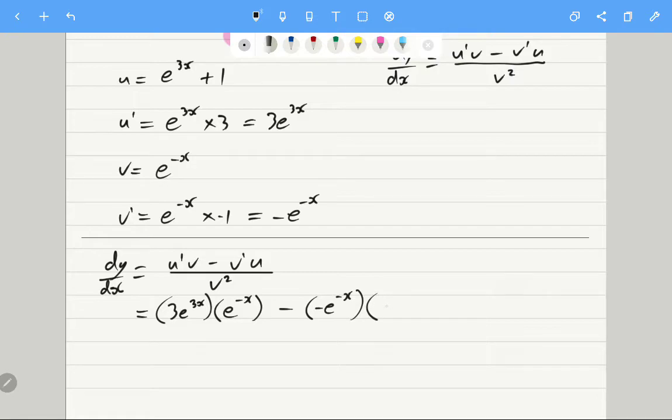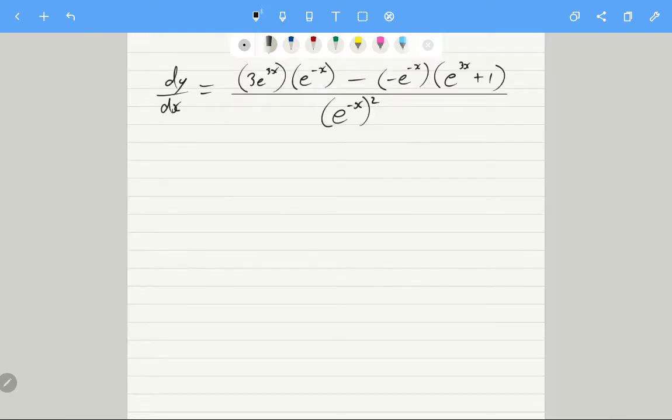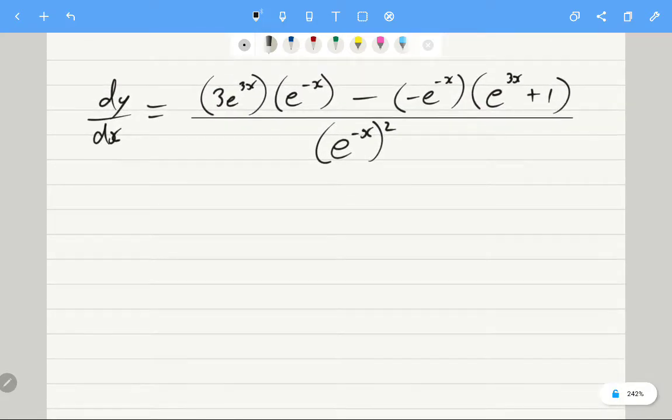U is equal to e to the 3x plus 1, all over v squared, which is just the bottom term, so that's e to the negative x squared. Alrighty, we're going to do a bit of algebra on this, so I'm going to move it to the next page. Alrighty, so let's deal with this a little bit at a time.